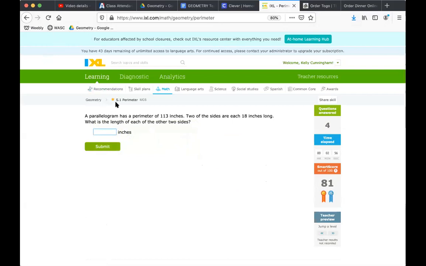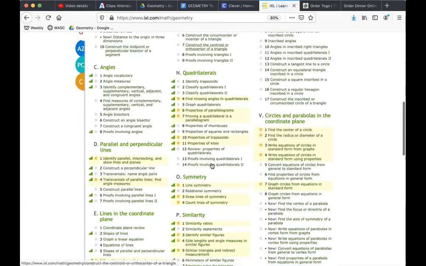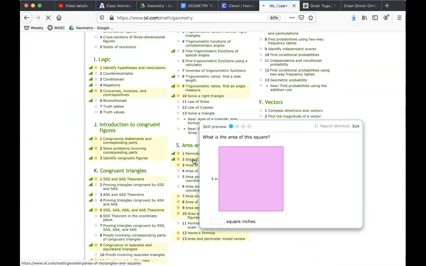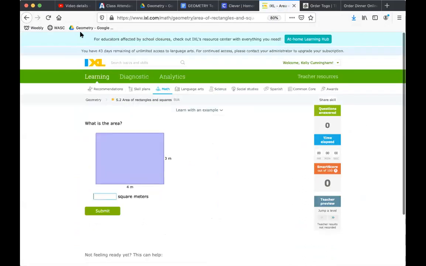All right, let's go back. Let's look at S.2. All right, area of rectangles and squares. For me, I think of the area of a rectangle and square as the same thing because I try to remember as few formulas as possible. So I always think of it as base times height.